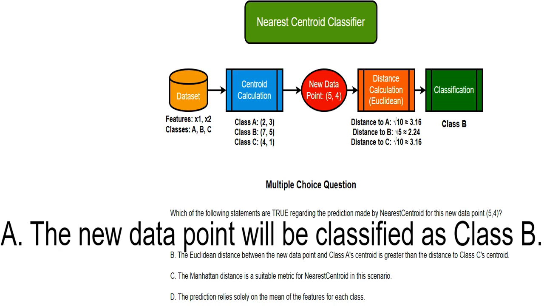This statement proposes that the algorithm will classify the new data point as belonging to class B. Consider the calculated distances to each centroid to determine if this is true.